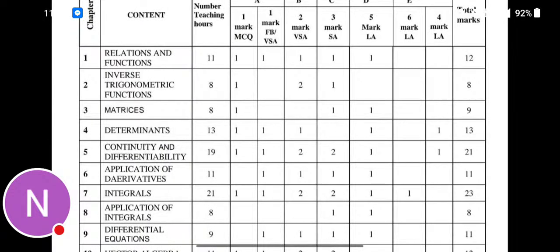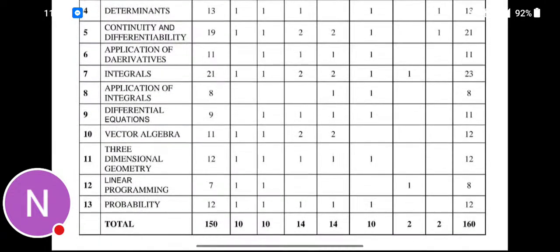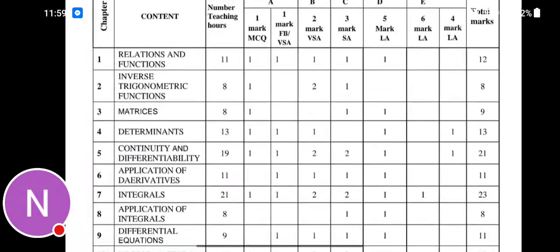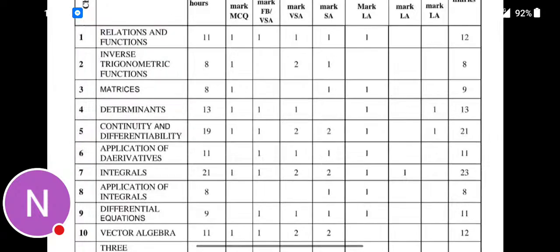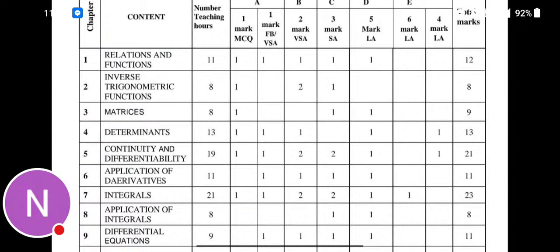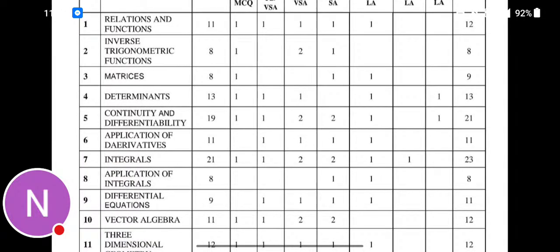So from matrices, determinants, and linear programming, if you get 9 marks, 13 marks, and 6 marks here only, you are passed. You will get 13 plus 9, 22, and 6, 28. You are very much passed. So okay friends, try very well. See you in my next video.